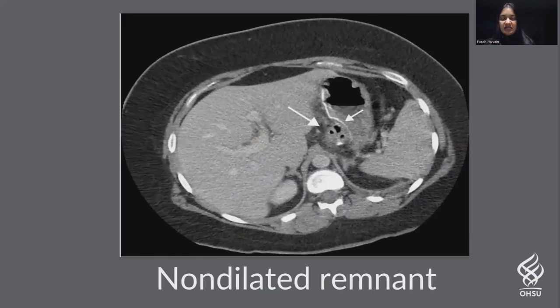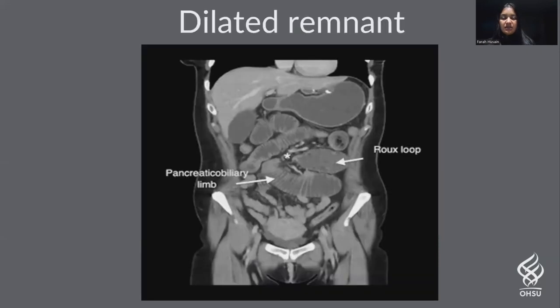Here we have an image of a non-dilated remnant. So this shows that likely the obstruction is more on the Roux limb side. Here we have a picture of a dilated remnant and biliopancreatic limb.